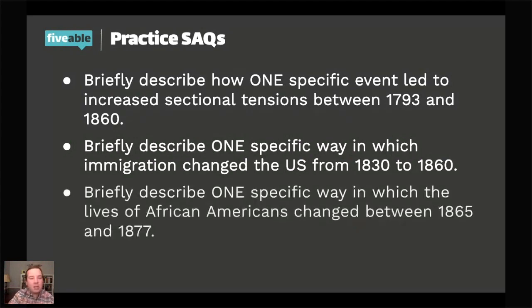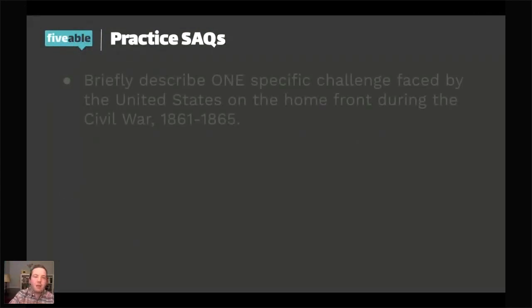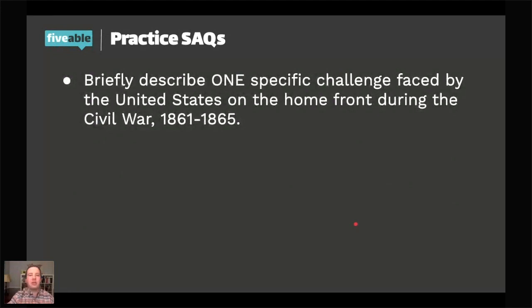Describe a specific way in which the lives of African Americans changed between 1865 and 1877. This is all about Reconstruction. Mention the amendments. Mention the loopholes. Something like that. Then a couple other ones. What was a challenge faced by the United States on the home front during the Civil War? You could talk about the Peace Democrats, the re-election of Lincoln in 1864. You could talk about the New York draft riots. You could talk about the draft in general. You could talk about Peace Democrats, Copperheads, a lot of options there.